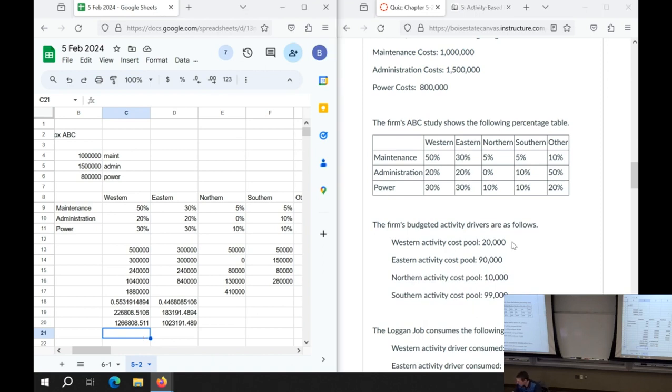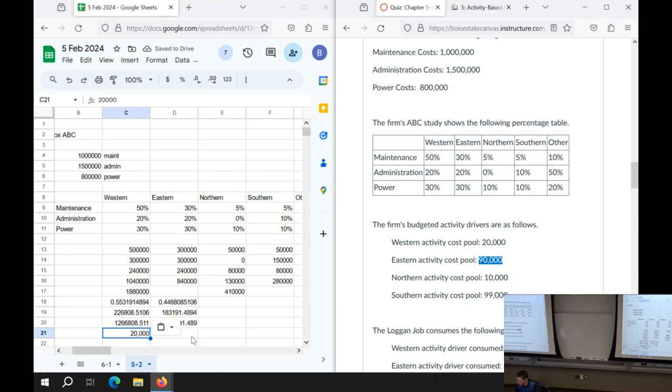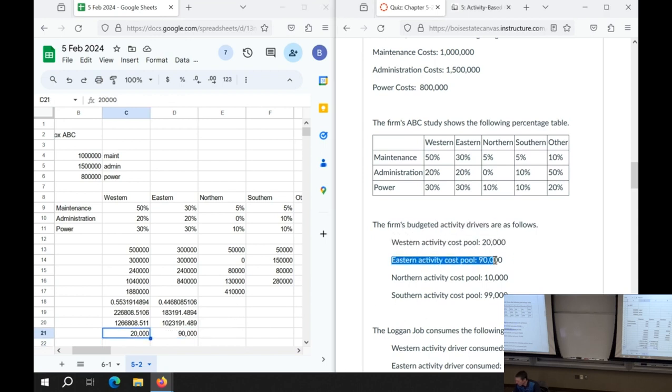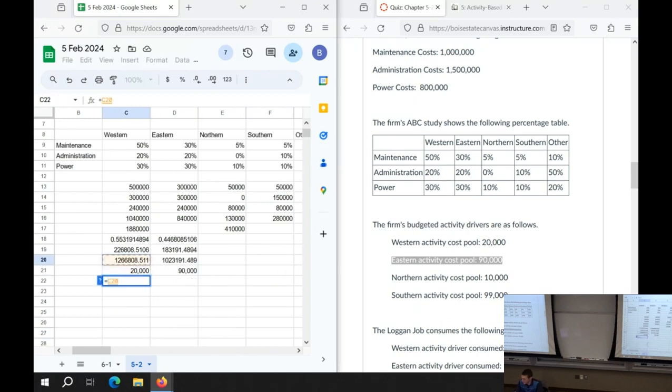So instead, we're going to do the Western activity has 20,000 budgeted as its budgeted activity driver. That's what it says right here. Budget activity driver for the Western activity cost pool is 20,000. And the budgeted activity driver for the Eastern activity cost pool is 90,000 right here. And that's our denominator for our rates. There's a numerator for the rate over the denominator for the rate, we end up with these 2 rates right here. 63.34 and 11.37 it would round to.